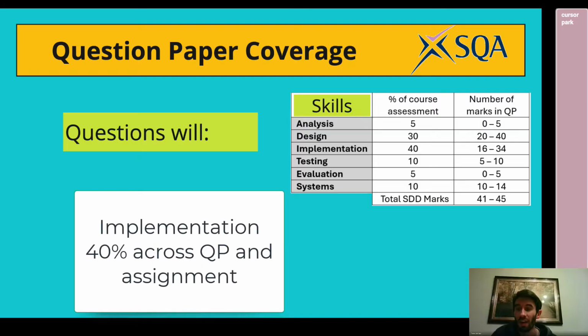So obviously implementation gets the highest mark allocation with about 40% of the marks coming from there, but that's 40% across both the question paper and the assignment. So that's why the range is 16 to 34 marks. Most of the implementation marks are coming through the assignment, which means it gets a reduced allocation in the question paper.